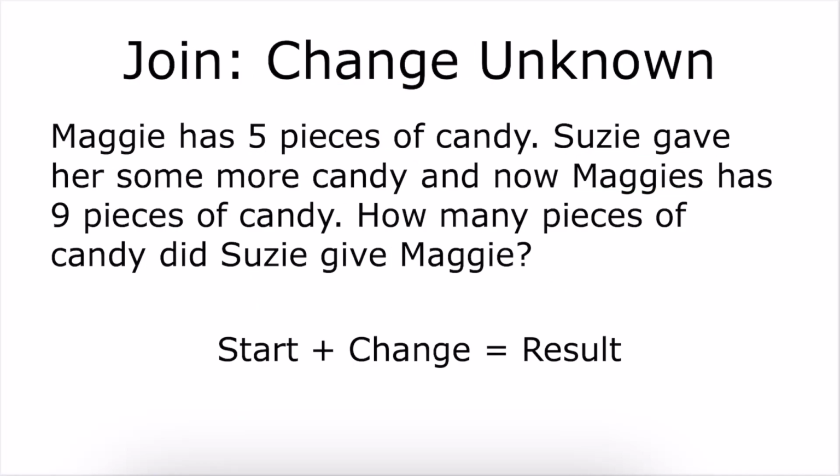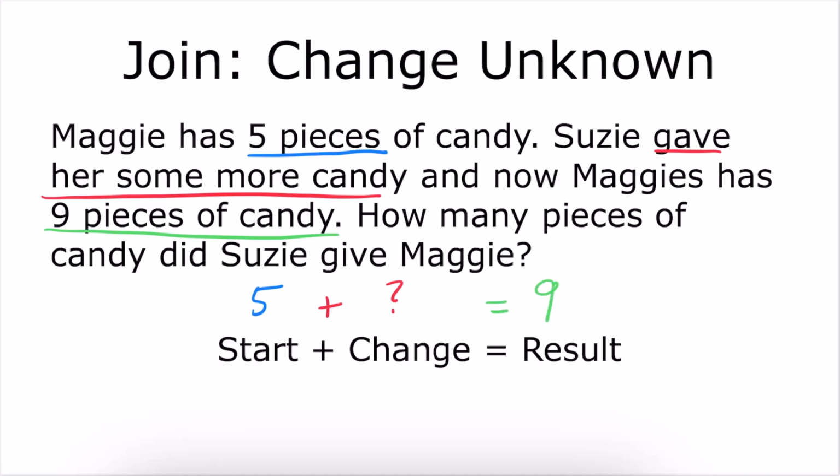So this is basically the same word problem, but we're missing a different piece of information. In this one, it says Maggie has 5 pieces of candy. Susie gave her some more candy, and now Maggie has 9 pieces of candy. And so again, this is still a join problem because we're starting with the 5 pieces of candy, but now we don't know how much is changing. We just know that Susie gave her some more candy, but we don't know the amount. So that's where our question mark is. And then the result, or the ending amount that Maggie has in total, is 9.